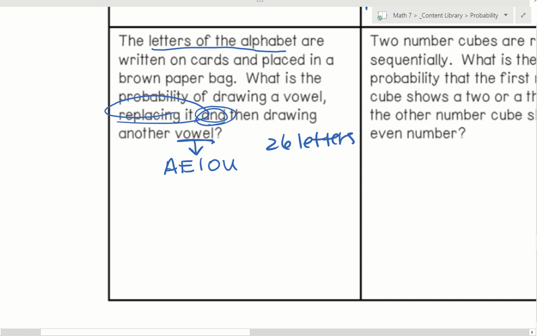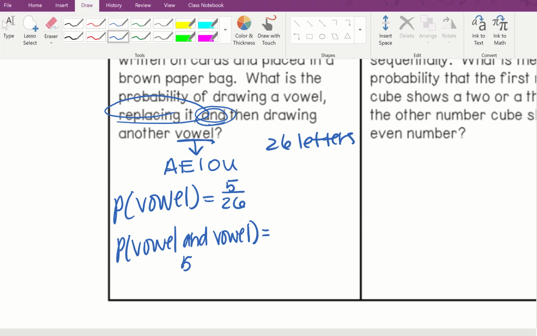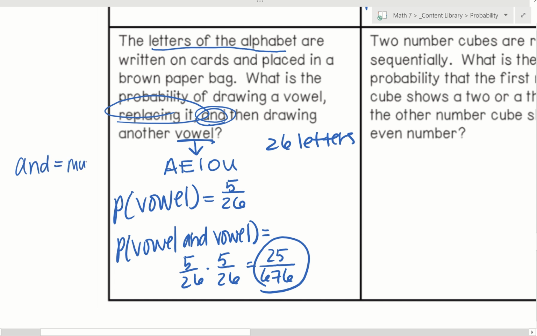Okay? So the probability of drawing a vowel, well, there are 5 different vowels you could choose from out of the 26 letters. You're replacing it and then drawing another vowel. So the probability of getting a vowel and another vowel would be 5/26. Multiply that by 5/26, because that's an and. You'll get 25/676. And you cannot simplify that. Okay, so remember, and is multiplication.